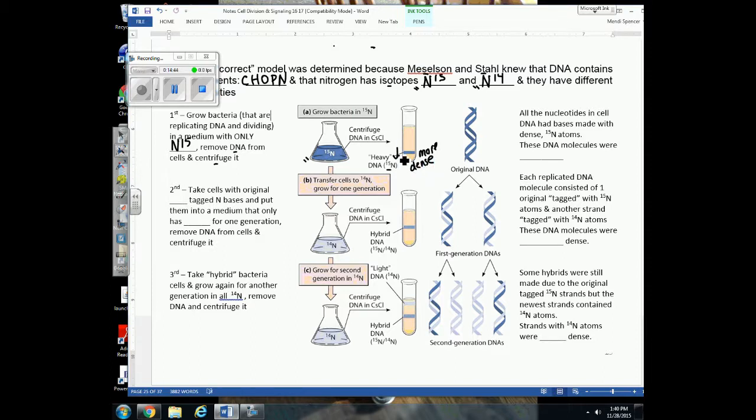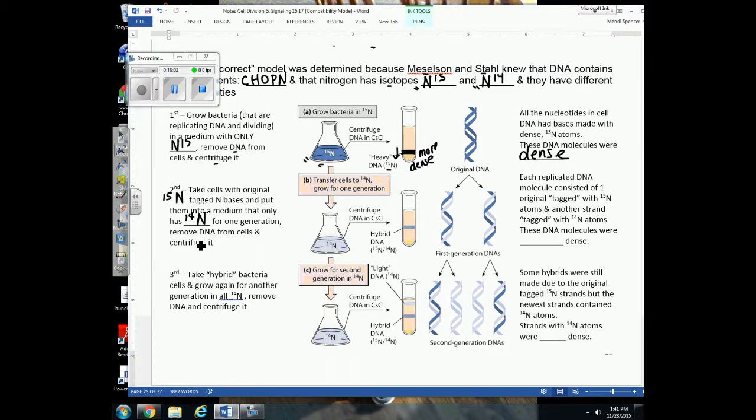So whenever they centrifuged all this DNA from these bacteria cells, they got these bands at the bottom of the centrifuge tubes, showing that they had some pretty dense DNA. Then what they did is they took some cells out of this first batch that had been tagged with that nitrogen 15, and they put them in a medium that only contained nitrogen 14. And they let them grow for just one generation. So these cells copied their DNA once and they split in two, and that was it.